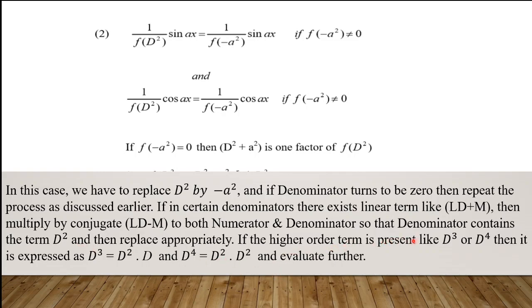If you come across higher order terms like d cube or d to the power 4, split this d cube as d square into d. Replacement of d square will be found, a linear term will come, only 1 upon d is left, integrated because it acts as an inverse operator. 1 upon d square is left, double integrated because it acts as an inverse operator. And if linear terms are there, multiply by the conjugate and simplify. D to the power 4 will be decomposed as d square into d square and hence evaluate further.